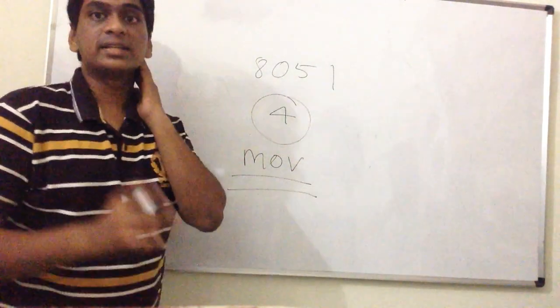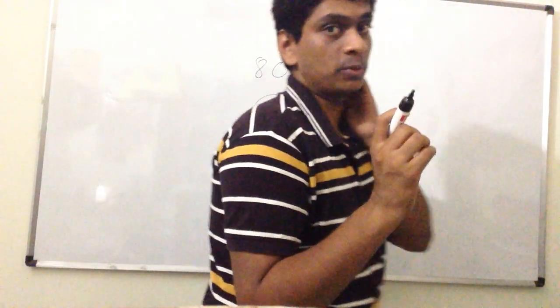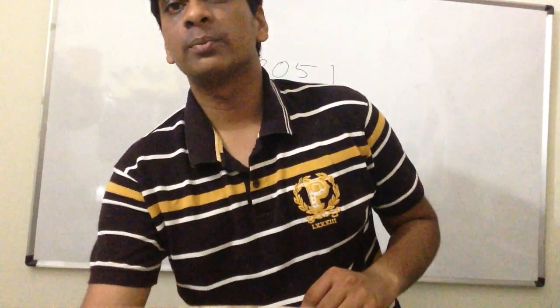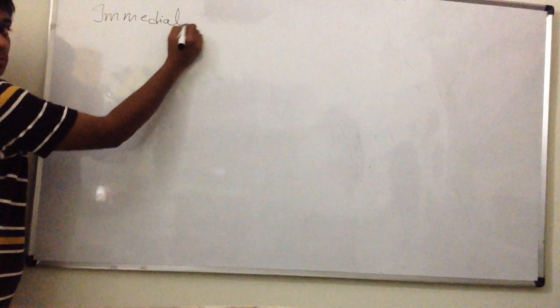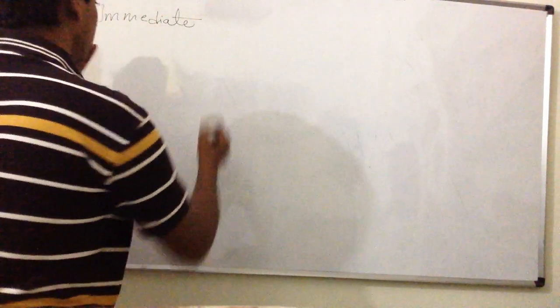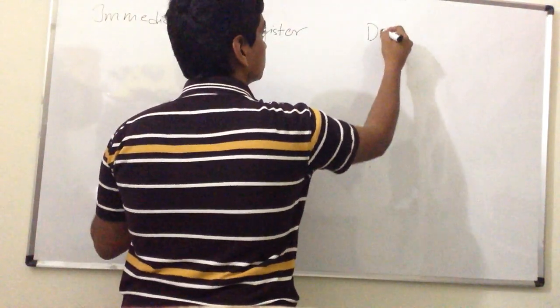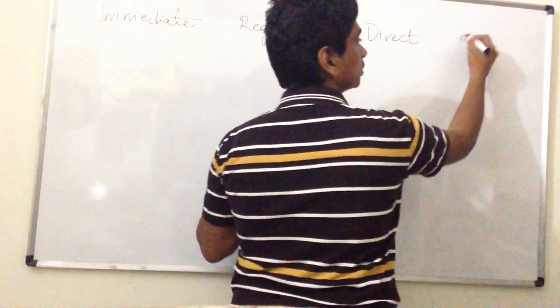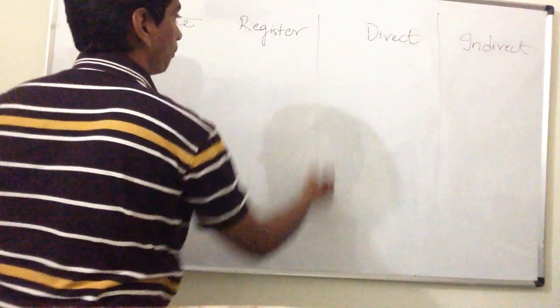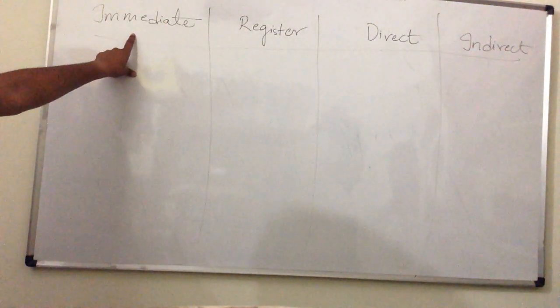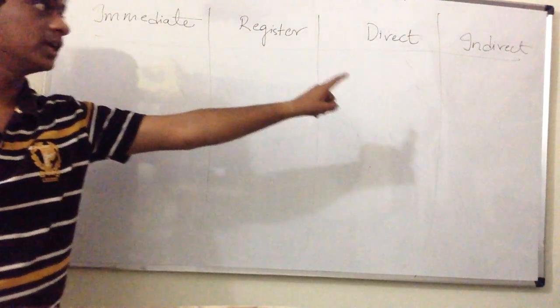MOV, move, is the basic mnemonic which you need to keep in your mind before getting into the addressing modes we are going to talk about. Now, coming to the four addressing modes: the first one is immediate addressing mode, the second one is register addressing mode, the third is direct addressing mode, and the fourth is indirect addressing mode.